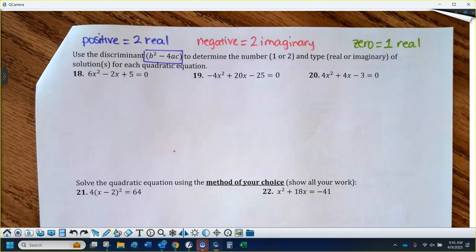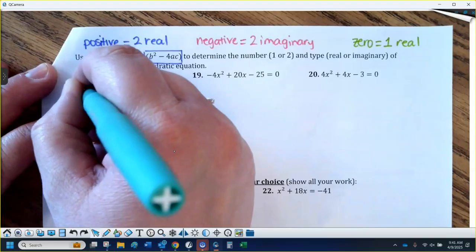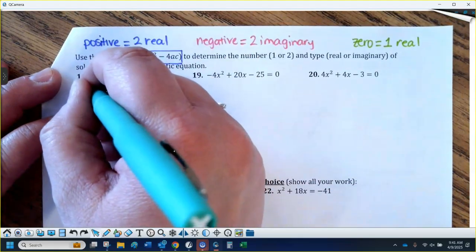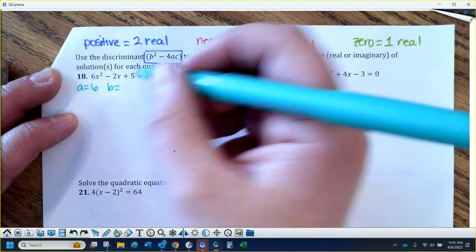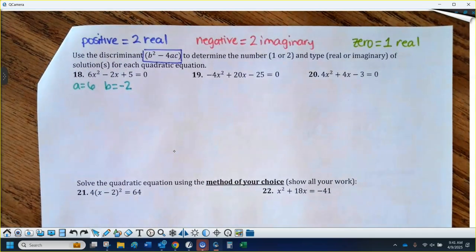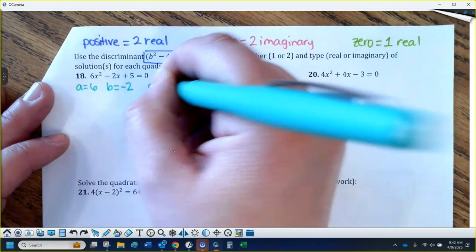Okay, so we're just going to practice this for these examples down here. Make sure it's set equal to 0, which all of these are, so we don't have to worry about that. And then we're going to call out our a, b, and c values. A is whatever's in front of x squared, so this guy's 6. B is whatever's in front of the plain x, and if it's got a subtraction sign, look at that like it's a negative number. So b would be -2. And then c is going to be 5.